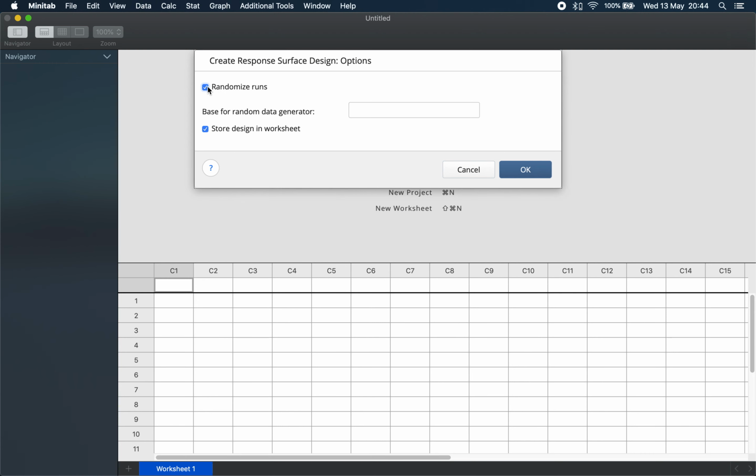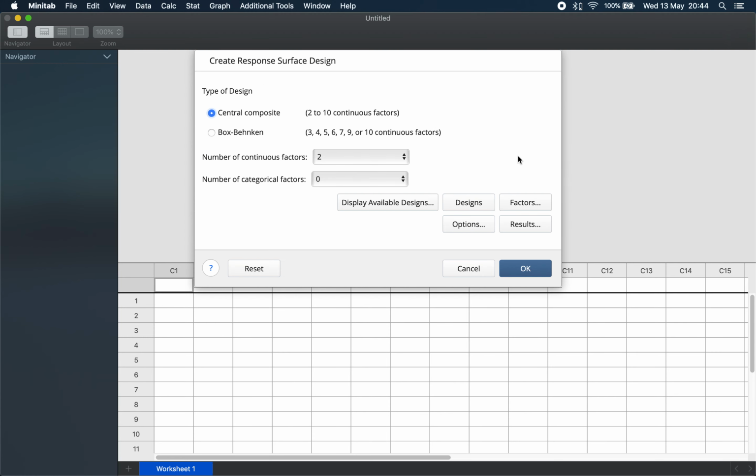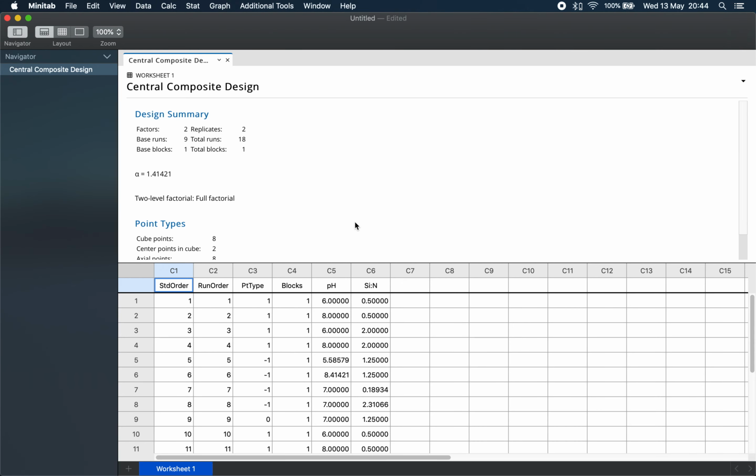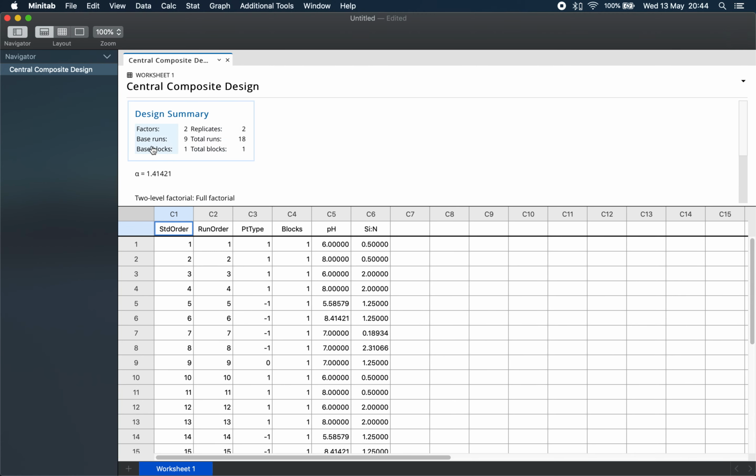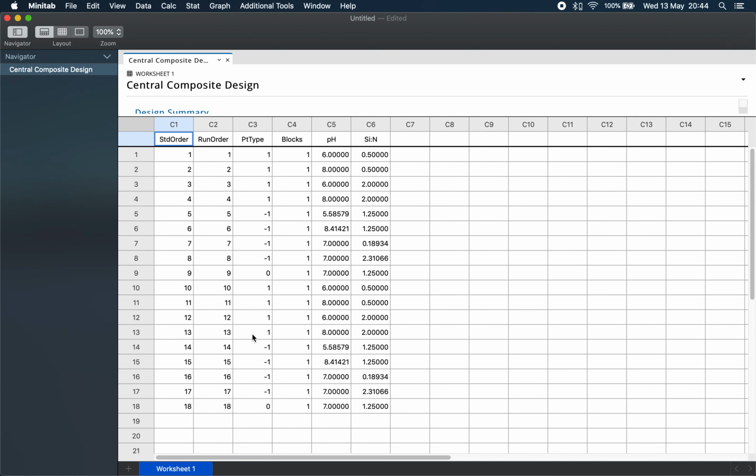Under options, we choose not to obtain a randomized design, although in practice it's good to randomize the experiments to avoid bias. Okay, as we can see, we'll click OK. As we can see, we have 9 treatments, but because they are duplicated, we have 18 experiments in total, which are also shown here in our worksheet.